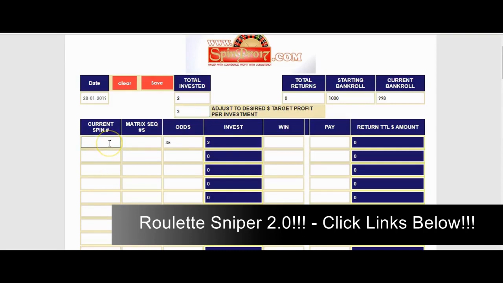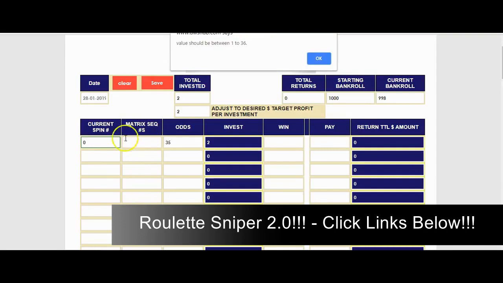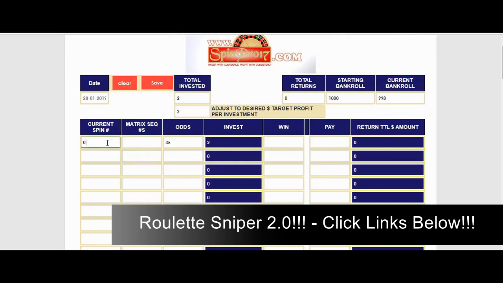Now, as far as the spin is concerned, here's the problem. If we put in a current spin number that you get off the wheel, it's going to show you a sequence of numbers. If we put 0 here, it's going to have an input that shows up in this section. We're going to have to block this out, but let's say we put in the number 1.